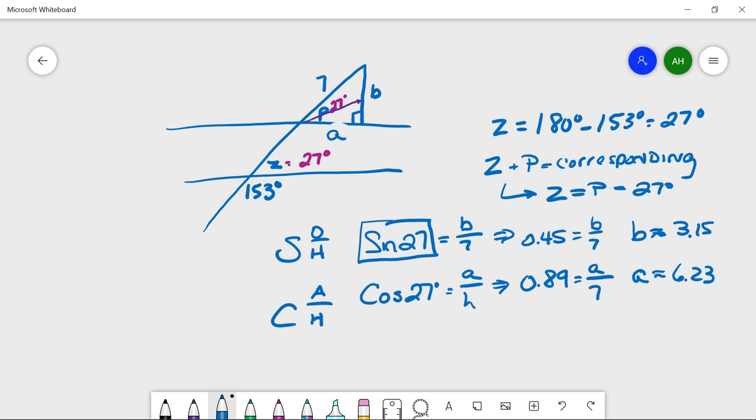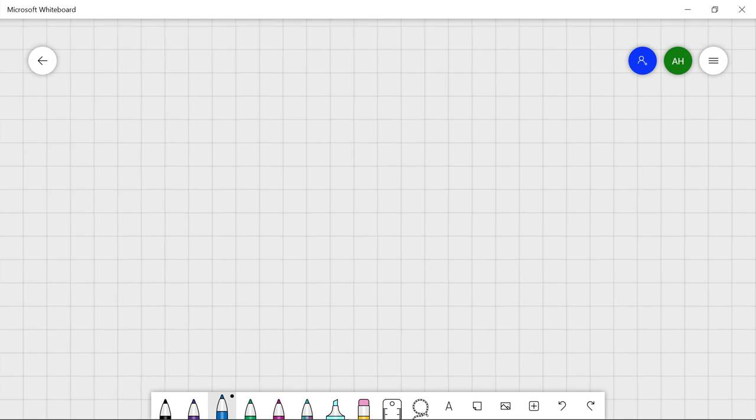So notice how I solved that. I was able to figure out Z because I know these two angles together, they create a straight line. They equal 180 degrees. All right. Then if this one is 27 degrees, P is a corresponding angle, so they're the same measurement, also 27 degrees. Once I knew the 27-degree measurement here, I could then use sine and cosine to solve for the opposite and the adjacent sides. Okay. And let's see, let's run through one more just real quick for good measure.